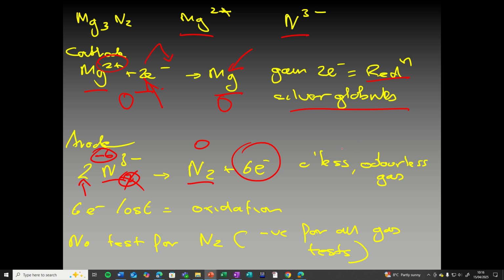Nitrogen is a colourless, odourless gas, so that's dead easy. You have shown that the 6 electrons are now separate from the nitride ion, so you've lost 6 electrons, so your reaction is oxidation. Your test for your nitrogen gas is that you do all the other gas tests and they're all negative. So therefore you can assume that your gas is nitrogen because it doesn't actually give a positive gas test.